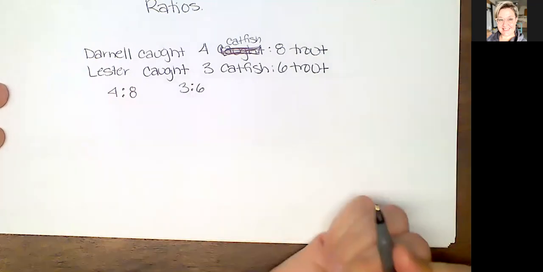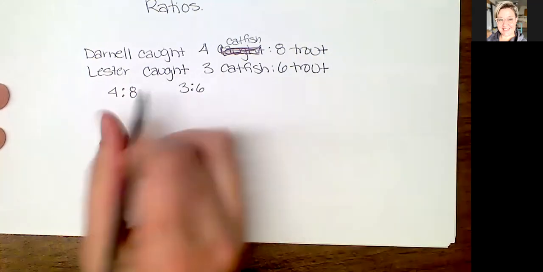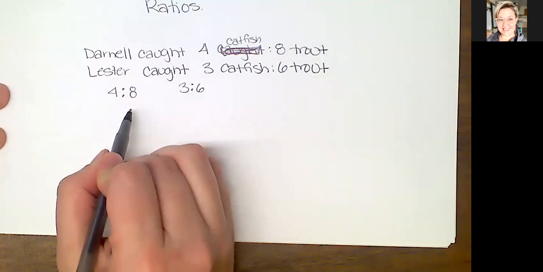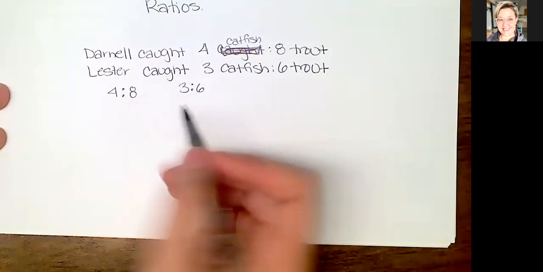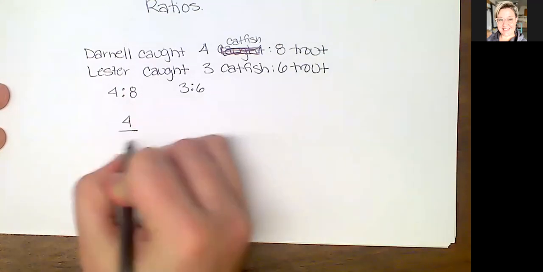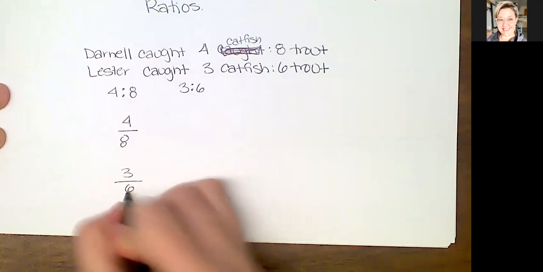Now we have our ratios, and we can write those as fractions. So what I would do in this situation, because I can simplify those numbers pretty well, is I'm going to choose to simplify the fractions. So first, let me write them as fractions. I have 4 over 8, and I have 3 over 6.